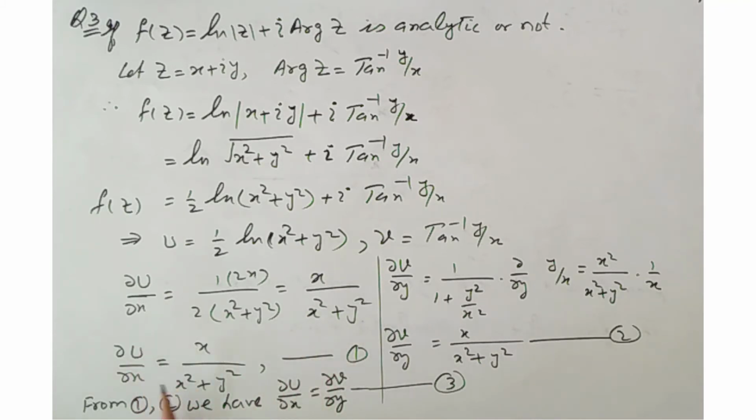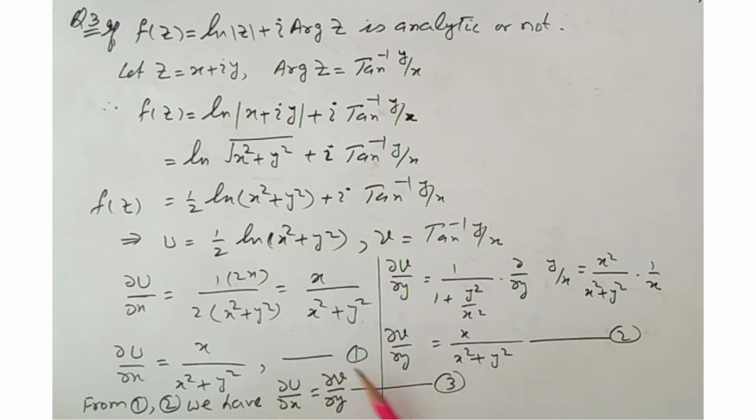So partial u over partial x becomes x over x square plus y square. Now we partially differentiate v with respect to y. The derivative of tan inverse y over x equals 1 over 1 plus (y by x) whole square, which means x square over x square plus y square, and then the partial derivative of y over x with respect to y is 1 over x. After simplification, taking the LCM, this becomes x square over x square plus y square into 1 over x. These will cancel, and so we get x over x square plus y square.